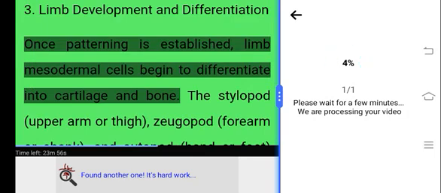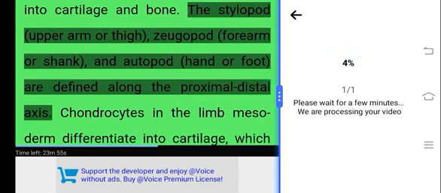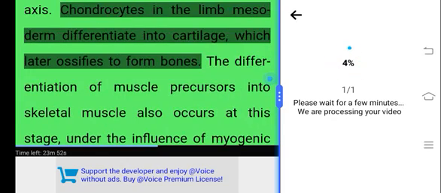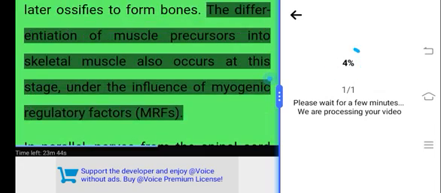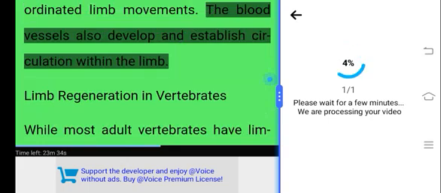3. Limb development and differentiation. Once patterning is established, limb mesodermal cells begin to differentiate into cartilage and bone. The stylopod (upper arm or thigh), zeugopod (forearm or shank), and autopod (hand or foot) are defined along the proximal-distal axis. Chondrocytes in the limb mesoderm differentiate into cartilage, which later ossifies to form bones. The differentiation of muscle precursors into skeletal muscle also occurs at this stage, under the influence of myogenic regulatory factors, MRFs. In parallel, nerves from the spinal cord extend into the developing limb and innervate muscles, which is crucial for coordinated limb movements. The blood vessels also develop and establish circulation within the limb.